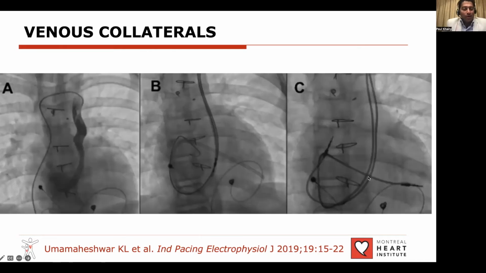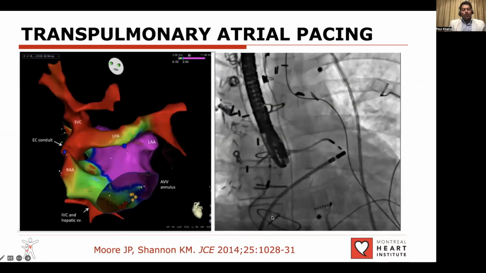Other creative approaches include placing leads in venous collaterals. So this is a patient who had a persistent tortuous left superior vena cava that drained in a coronary sinus, and it was a sort of pop-off to the Fontan circulation. And here you see that vein being cannulated and leads being placed in the systemic ventricle and in the pulmonary venous atrium. Now, there's also a transpulmonary atrial pacing approach that's been described both for the right pulmonary artery and left pulmonary artery.